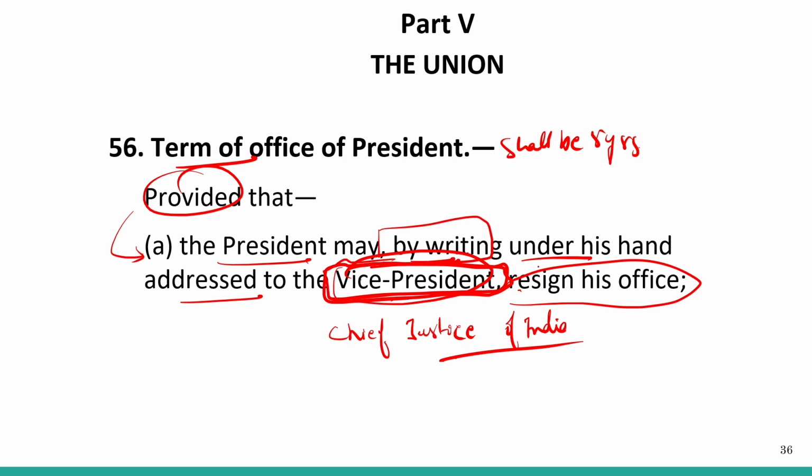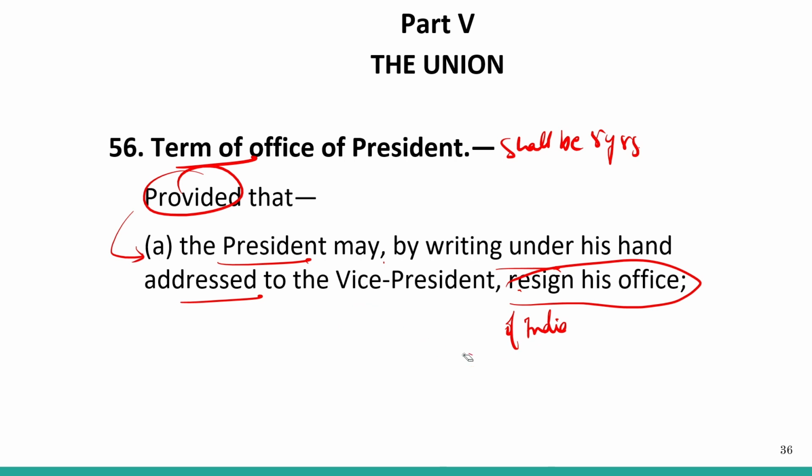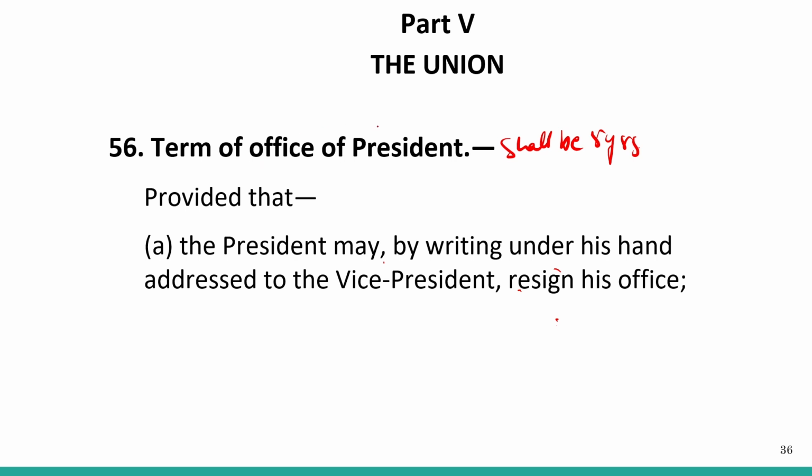May, by writing under his hand. Now, what does it mean? Under his hand. What do you mean? It means that whatever he has written there should be duly signed and stamped by the president. That yes, it is me only who is giving this letter to the vice president, addressing the vice president that I don't want to continue on the post of the president and I wish to resign.